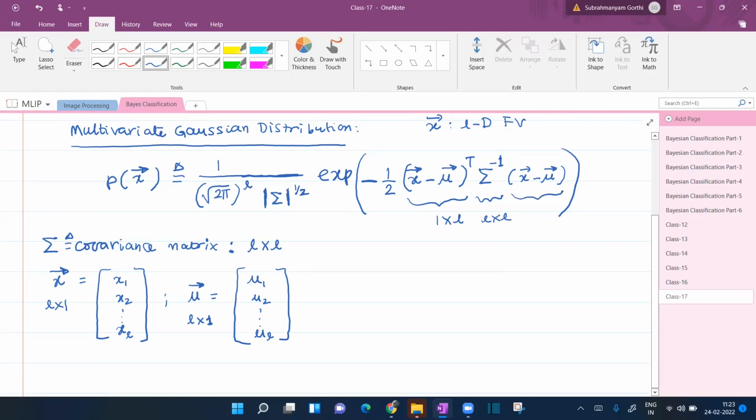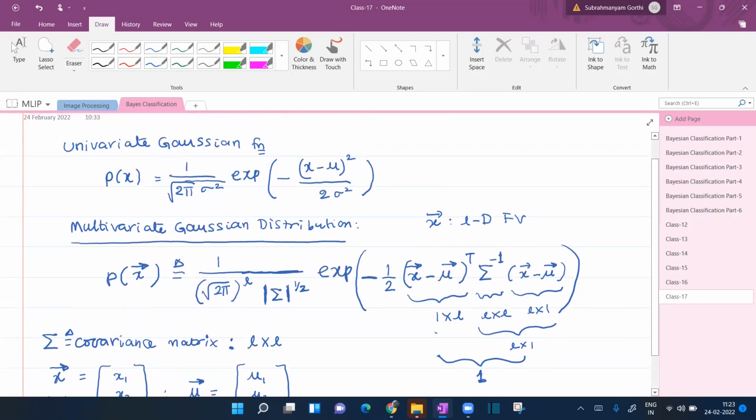What about this? L cross 1. What about this multiplication? L cross 1. What about this multiplication? 1 cross 1. Right. So is the argument inside the exponential a scalar or a vector? Scalar. Good.